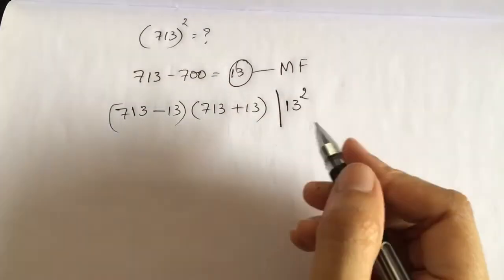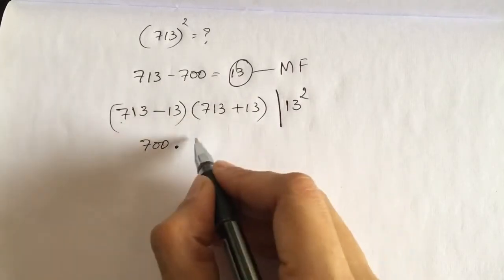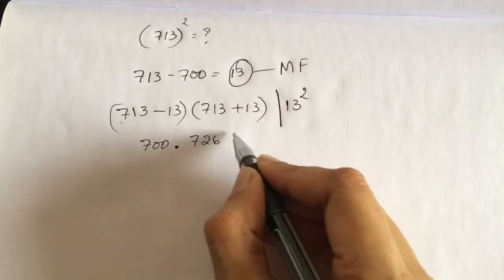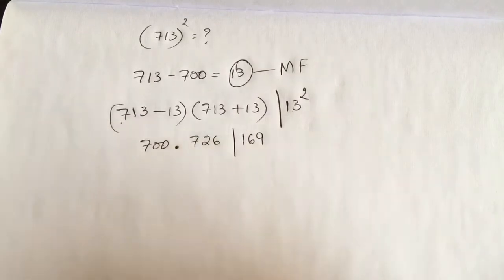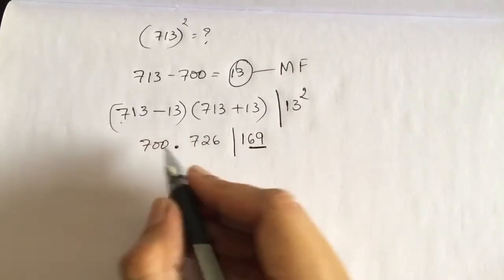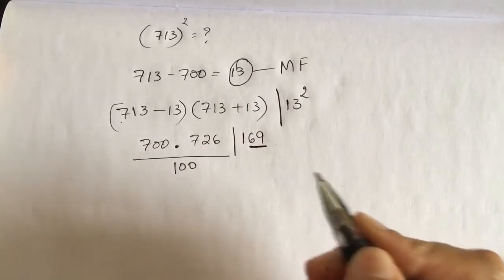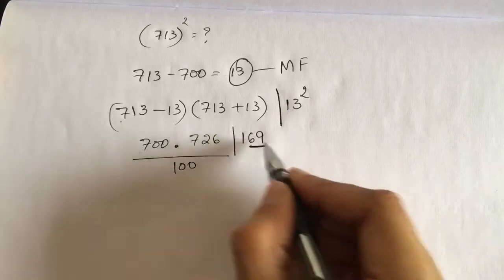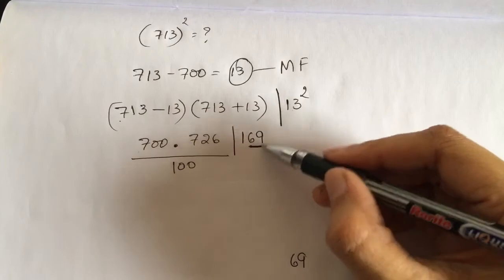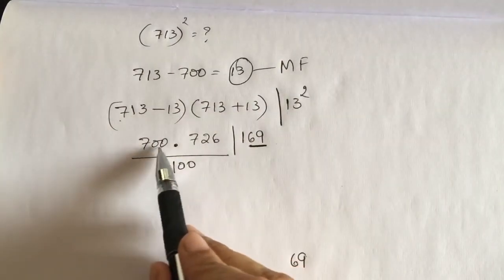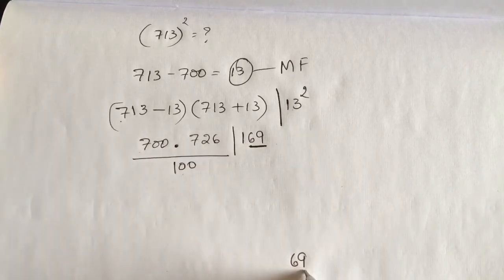Yeah, I have to write it like this. Now this is 700 into this is 726, and this 13 square is 169. So I'll take up these two digits only because here it's 700. So I'll divide it by 100. I'll take up only these two digits in my answer because I have 700 here. So 2 zeros, I'm dividing it by 100. So I'm taking only two digits.